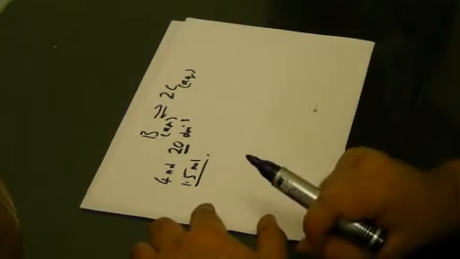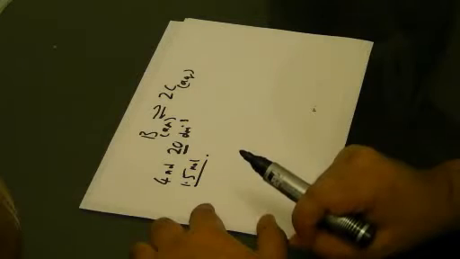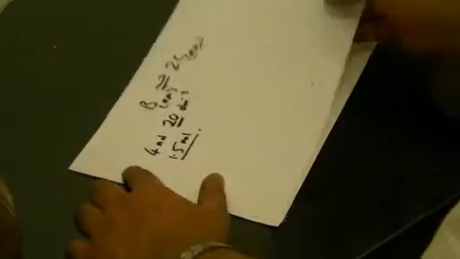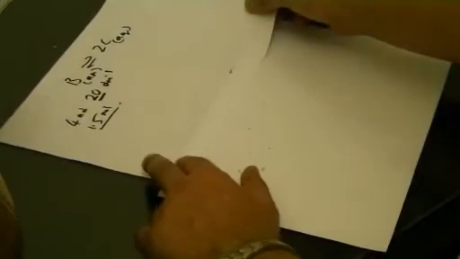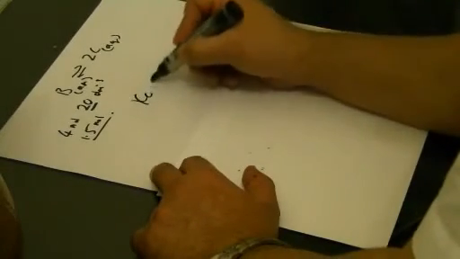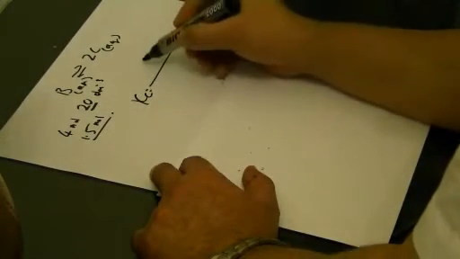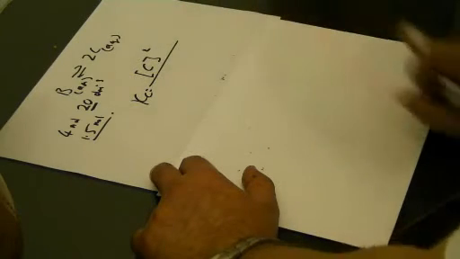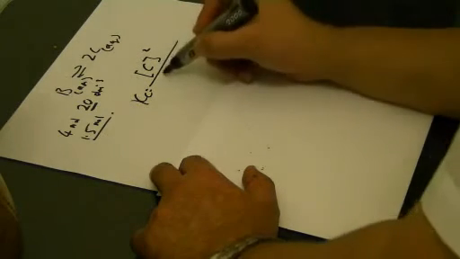Alright, so let's see what we've got. A couple of places where people can make mistakes. Let's first of all get a Kc expression out. Well, I'm going to write that here. Kc is equal to C in square brackets squared over B in square brackets.